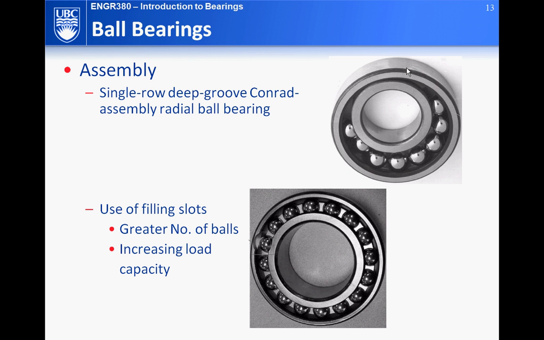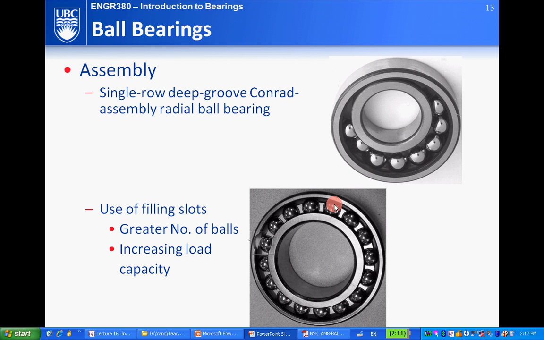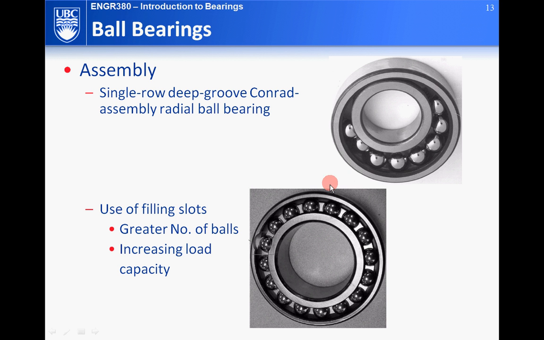And this one here is different, okay. This one here, basically they use a so-called filling slot. There is a little slot here, so you basically put the balls into it, one by one like that, right? Apparently, the second one here can accommodate a greater number of balls than this Conrad type of bearing here. Okay. More balls means you can use it to take more axial load, right?